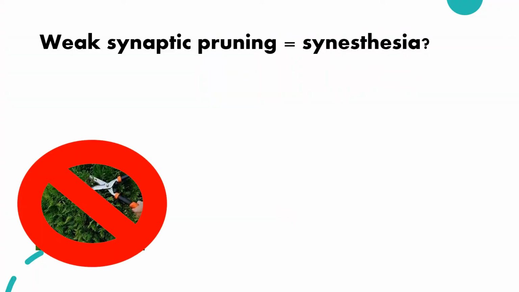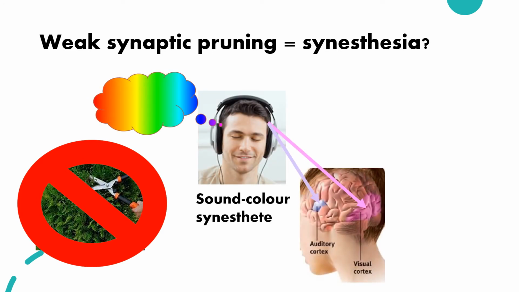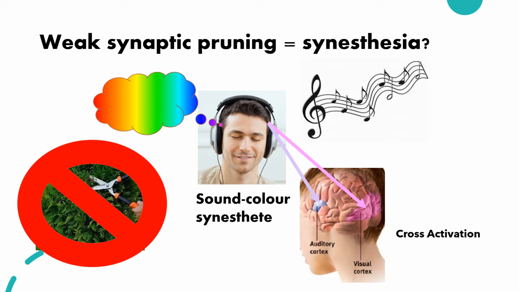However, sometimes this pruning process can go wrong. It is thought that unusually weak synaptic pruning in early childhood could be the cause of synesthesia in adults. During the processing of stimuli, like young children, evidence shows that some synesthetes also have activation in more than one mode of their brain. For example, in sound-colour synesthetes, both the auditory and visual cortex are active, which may explain why they can see colours when they experience sound.